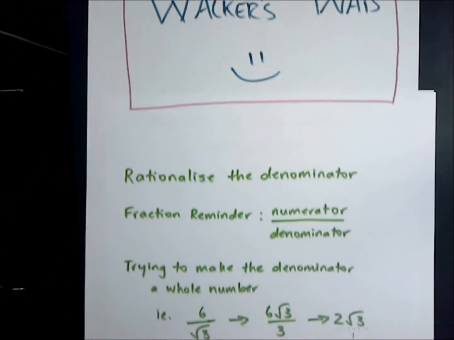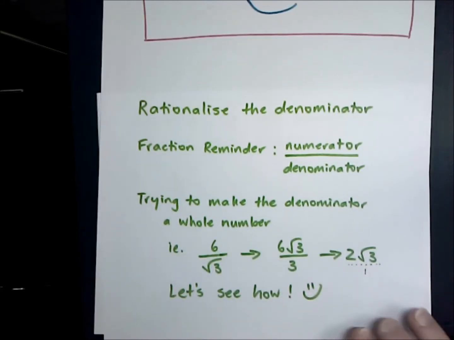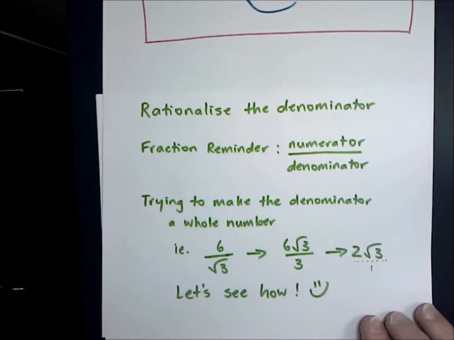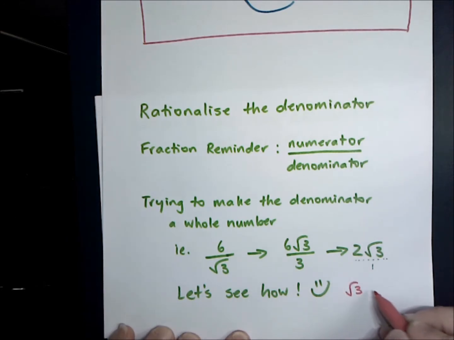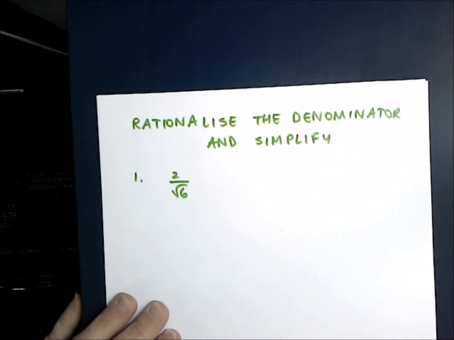Okay, so rationalizing the denominator. The whole point of rationalizing the denominator is to make sure the denominator ends up being a whole number. So we're going to try to make that denominator a whole number, and to do that we need to remember a trick, and that is when you multiply a square root by the same square root, such as square root of 3 times square root of 3, that will always equal 3. Same, square root of 2 times square root of 2 would equal 2. And that's the thought that we need for this trick. So let's have a look at the first one then.